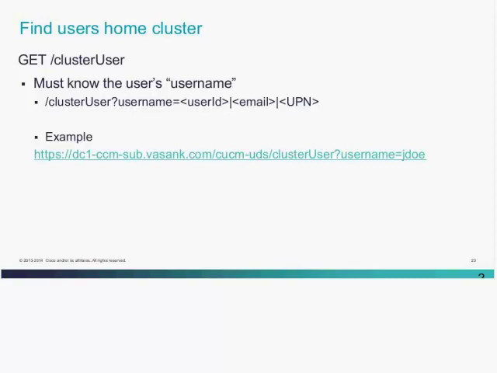cluster user resource. What the user must know is either the user ID or the email address or the UPN, unique profile number, and that request needs to be sent to one of the Call Manager servers running the UDS service. The request format that needs to be sent from the client application or the browser to the web server should be of the format HTTPS, the Call Manager hostname or the IP address, followed by the web application CUCM-UDS, and the resource name cluster user with the parameter username equal to JDO. So basically we are looking for the home cluster for the user JDO.